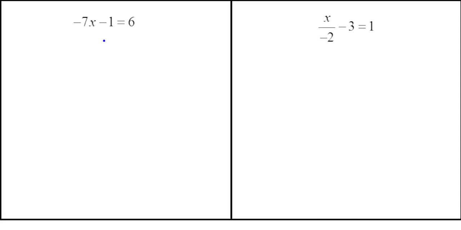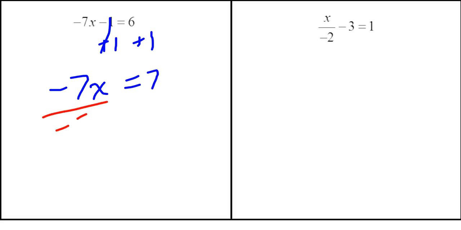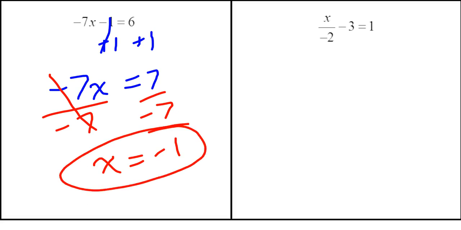On the left-hand side, we're going to start by adding 1 to both sides. That's going to give us negative 7x is equal to 7. Then we're going to divide by negative 7. Notice we're dividing, not adding, because that's not addition on the left-hand side. That's multiplication. 7 divided by negative 7 is negative 1.